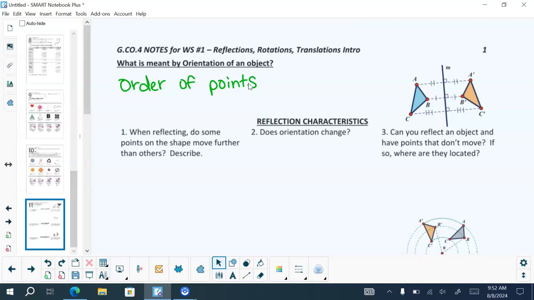So if we look at our distances here on the picture that we have, remember we're using this line M. This is your line of reflection. Okay? If I look at A and A prime, from the line here to A, there's that distance, and it's the same to A prime. Do B and B prime move the same amount as A and A prime did?